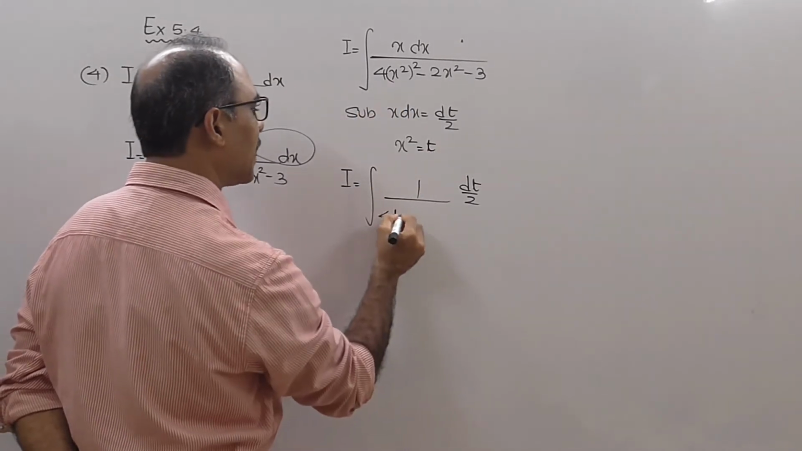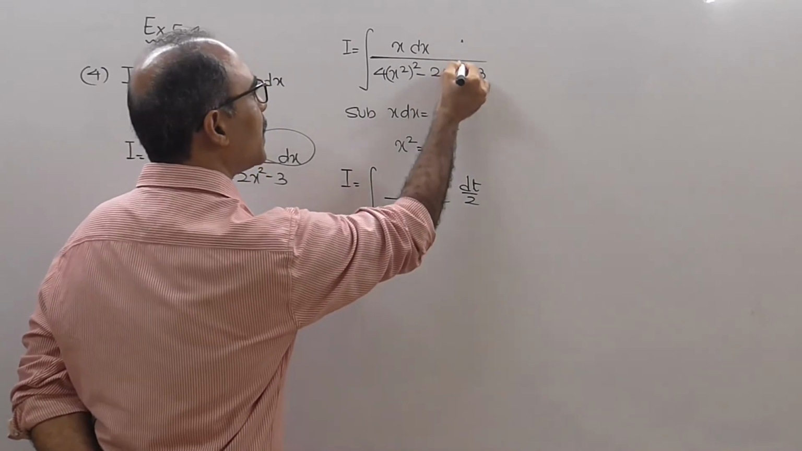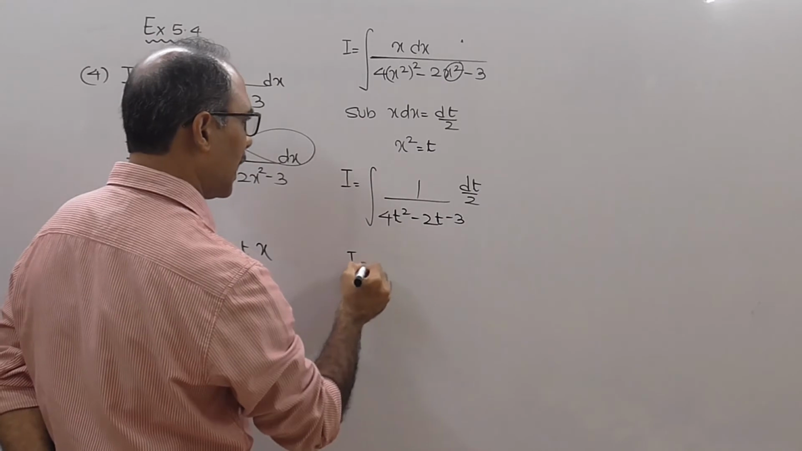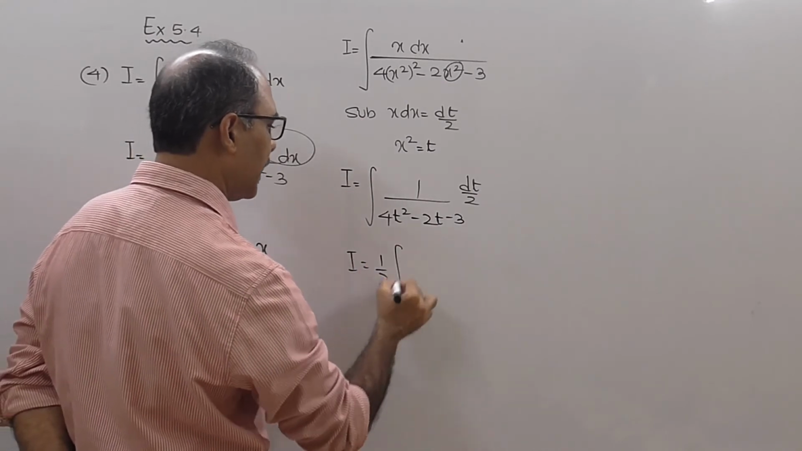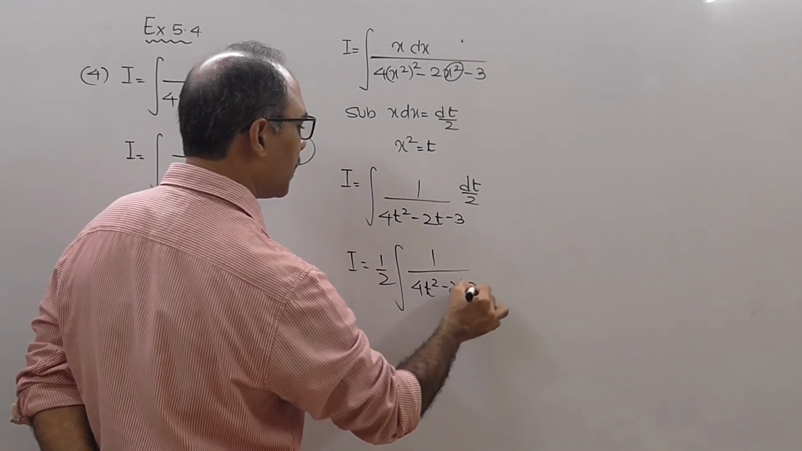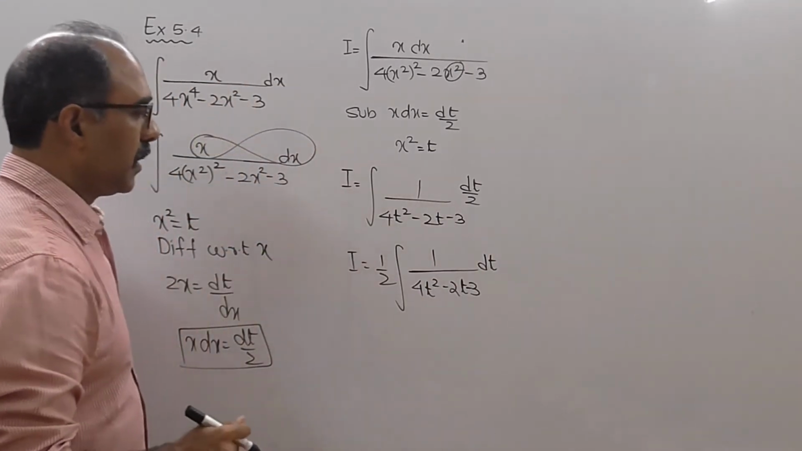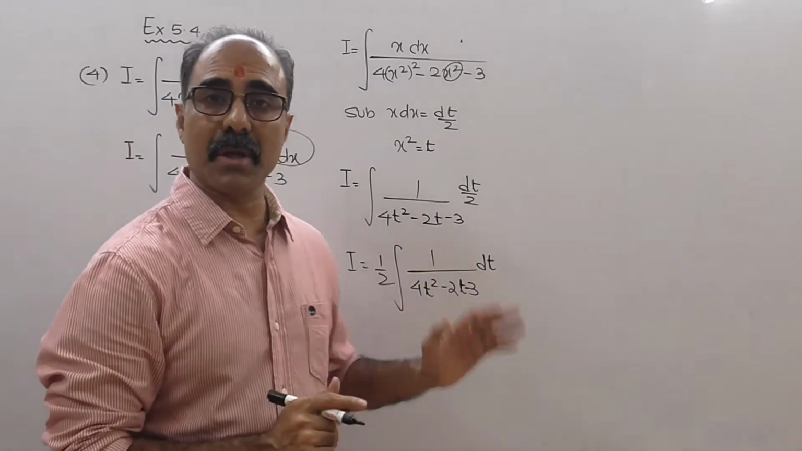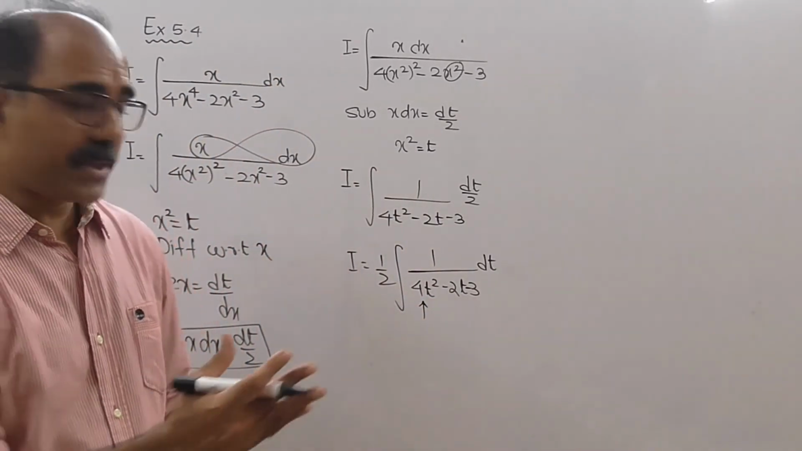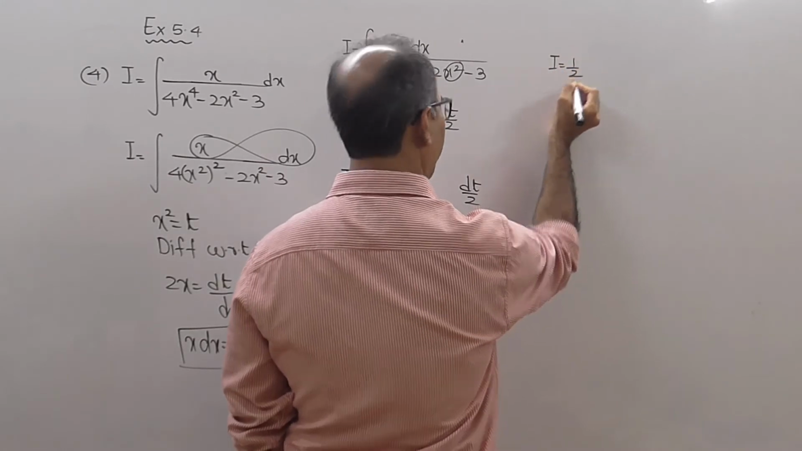x square की जगह में t डालना, तो 4x square is t, तो t square हो जाएगा, x square is t, so this will become 2t, this will become minus 3. So I equal to half integration 1 upon 4t square minus 2t minus 3 dt. Now you have to come back to the original concept that the coefficient of x square should always be 1. So what you do is take that 4 out. So you get I equal to half.